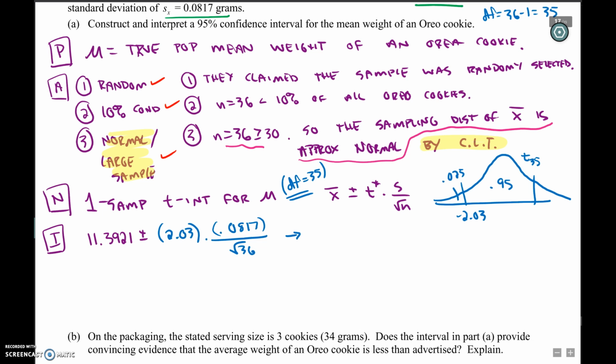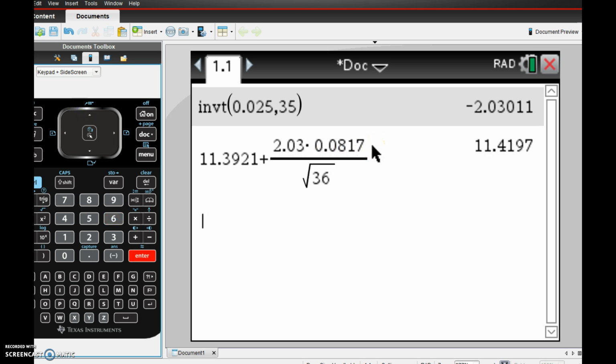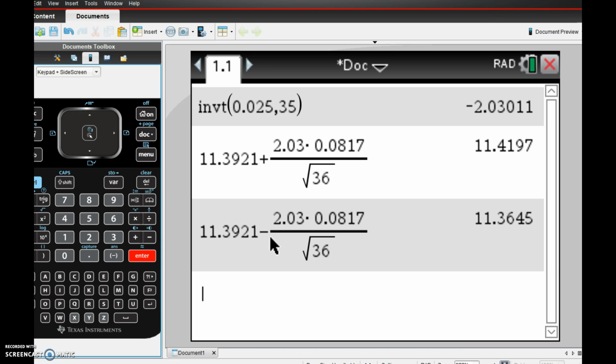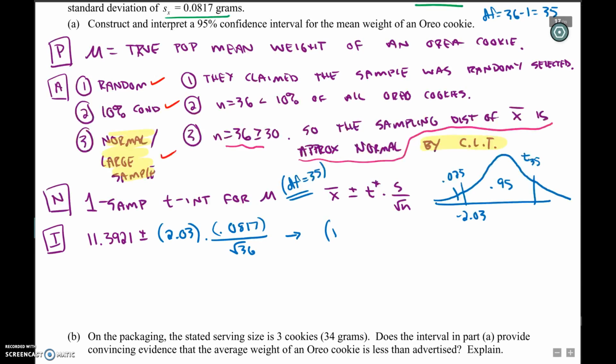I'm going to pause it to save some time. Put this in the calculator. There's my mean. There's my T crit. There's my sample standard deviation. And there's my square root of n. So enter. Gives me the lower bound. Just come up and grab that. And minus. I'm sorry, that was the upper bound. And this is the lower bound. So 11.42 to 11.36. So I'm going to go 11.36 to 11.42. 11.36 grams to 11.42 grams.